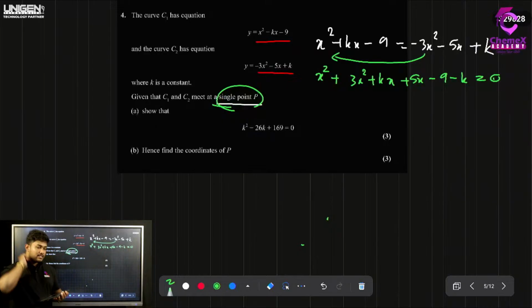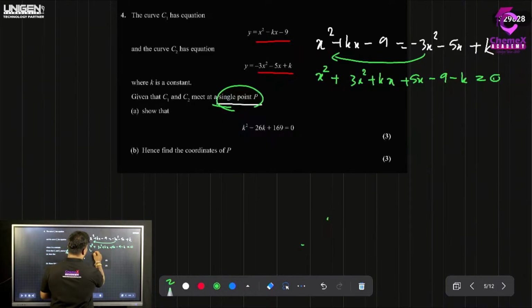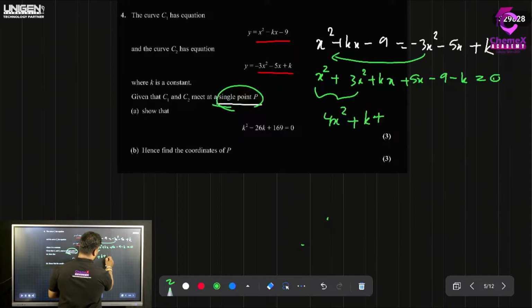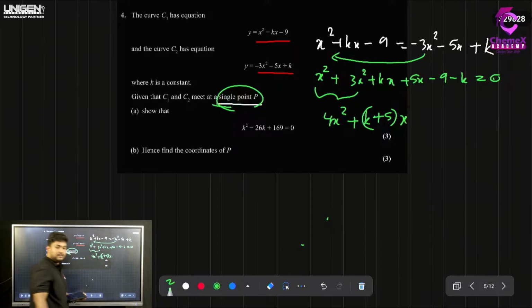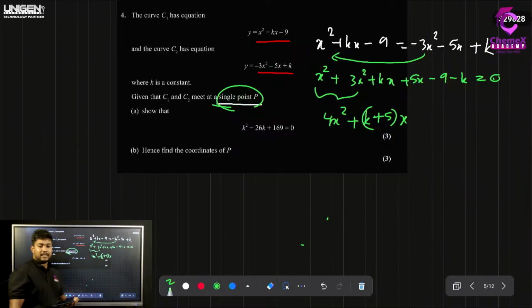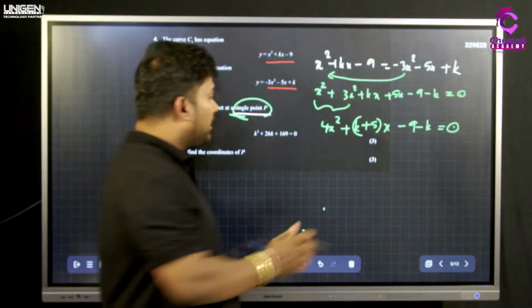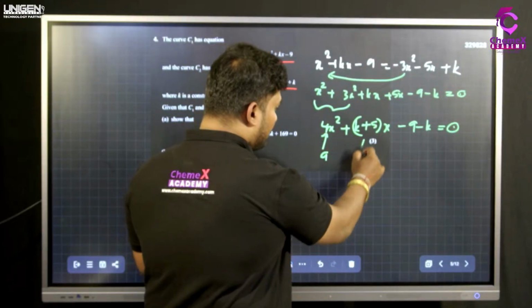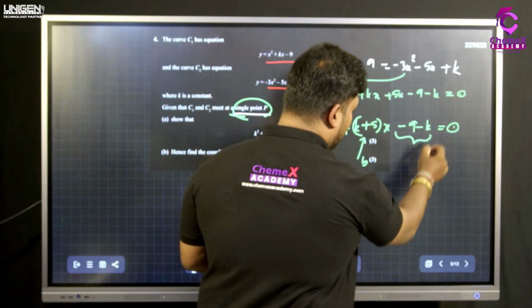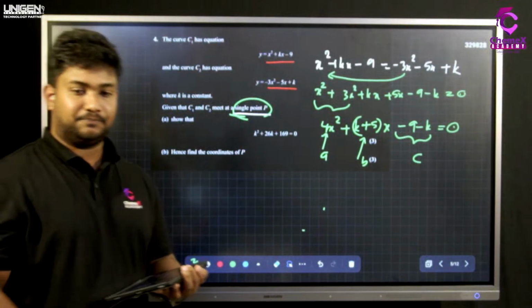If there's anyone who doesn't understand what I'm trying to do, you can ask. So these two become 4x squared plus (k plus 5). I'm going to put it in one term because both have x terms now, kx plus 5x. I'm just going to take the coefficients, put them in a bracket and write x afterwards. Minus 9 minus k equals 0. Can you see this? I can take this as a, this as b, and this entire part as c. Any doubts?